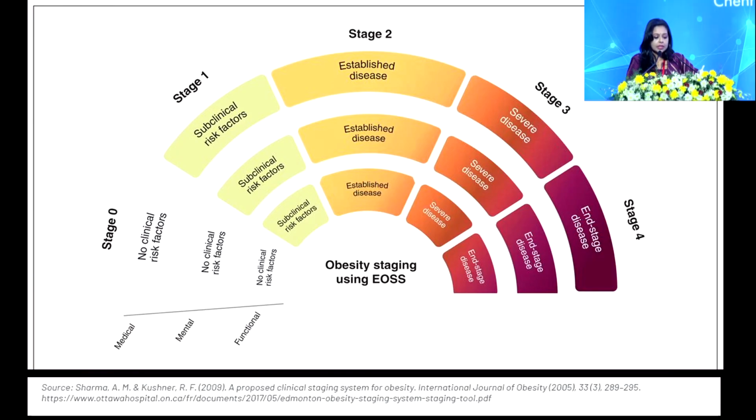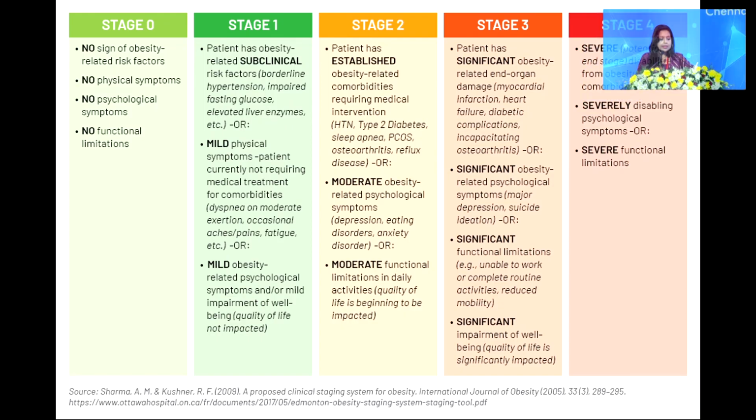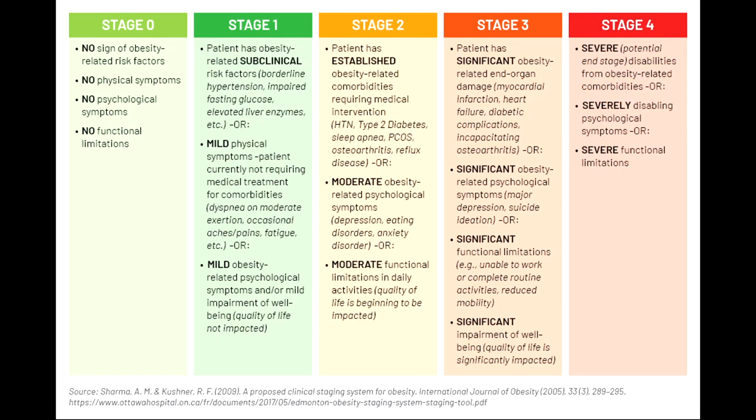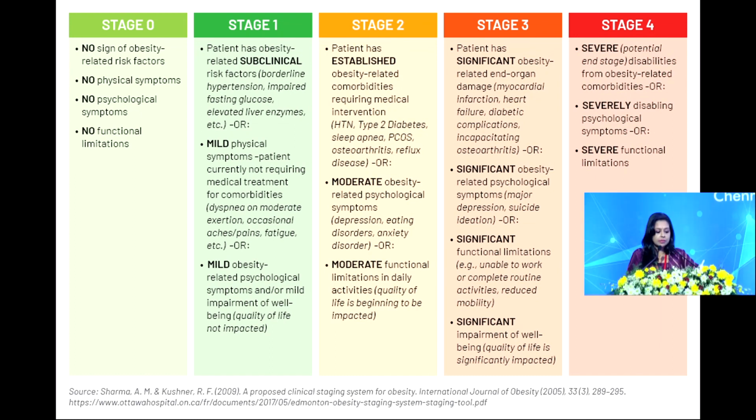But the EOSS also has stages 0 to 4, which take into account 3 separate things: the medical side of it, the mental side of it, and the functional capacity of an individual. So now let's look at it. So stage 0 has no sign of obesity-related factors, no physical symptoms, no psychological symptoms, or no functional limitations. So if none of these are there, they're at stage 0.